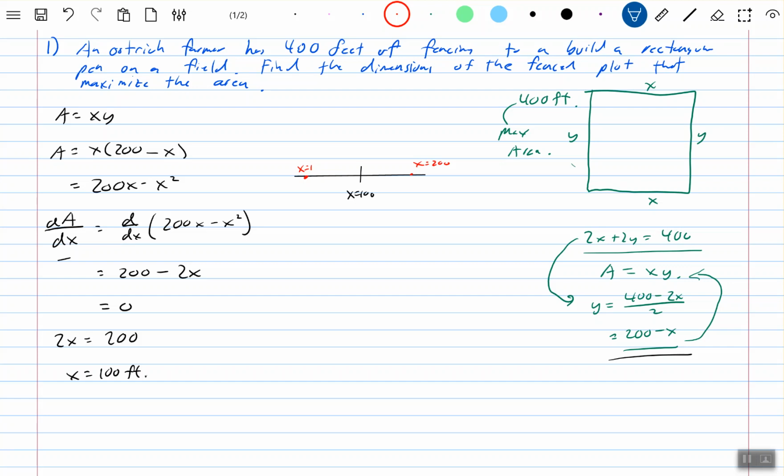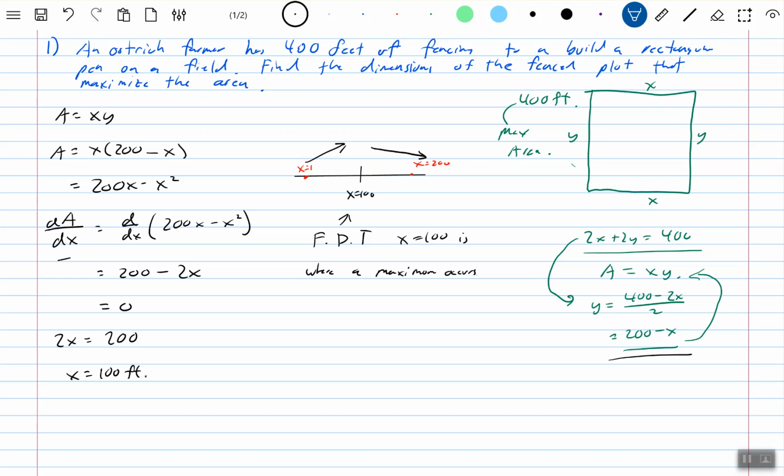When we plug 1 into the derivative, well, that's very much positive. So the function's increasing on this interval. Now we plug x is equal to 200 into our derivative. That's going to be very much negative. So the first derivative test tells us that x equal to 100 is where a maximum occurs. Hence, when the top and bottom sides of this rectangular pen are equal to 100, we maximize our area.